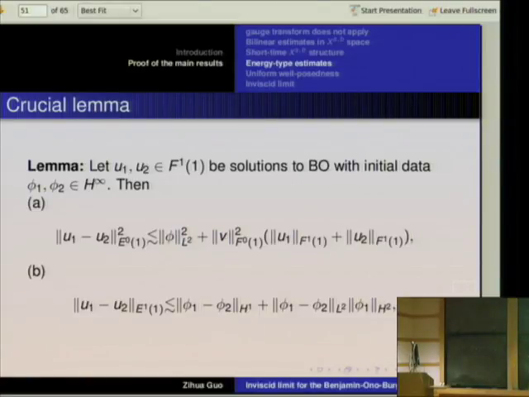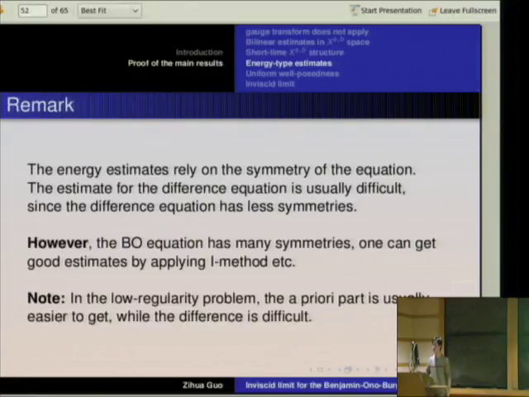You see, you first measure it in E0 and in E1. And with this, you can prove the global well-posedness. Okay? I would like to remark that energy estimates for the difference are usually more difficult. But for the equation itself, it's much easier because you have more symmetries. So you can apply the I-method or maybe the normal form reduction to do the energy estimate for the equation itself. So the a priori bound for the solution is usually easier to get.